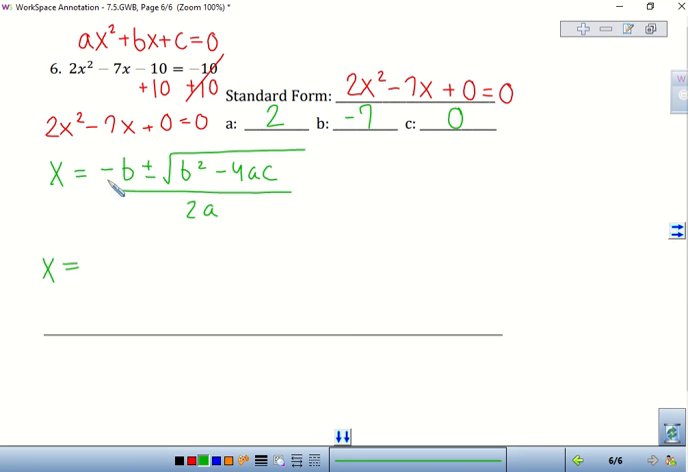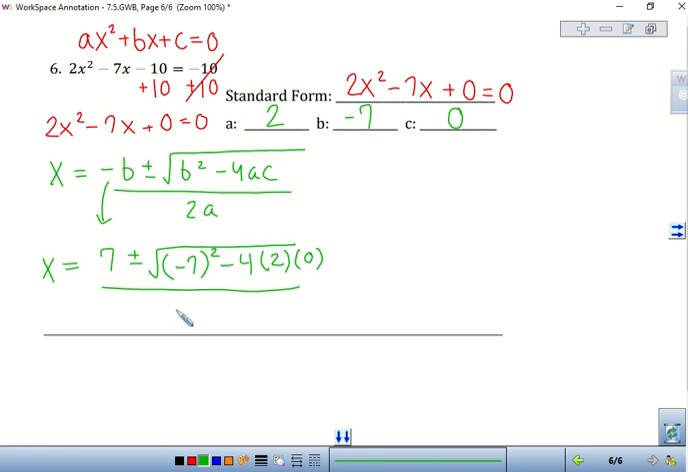What's going to happen to my b when I plug it in here? It's going to be positive. Always change the sign. Okay? Plus or minus square root of -7 to the second power minus 4 times a times c all over 2 times a. And then from here we just go ahead and simplify that.